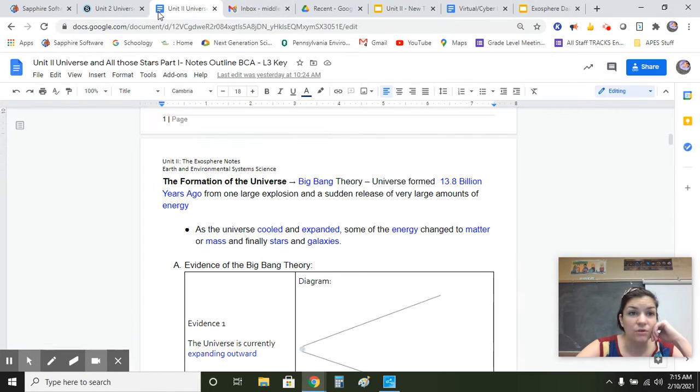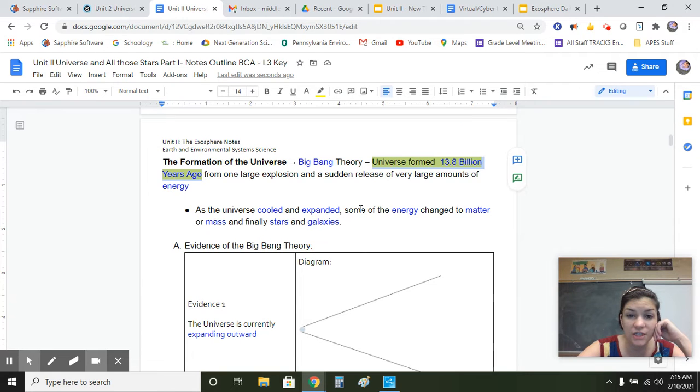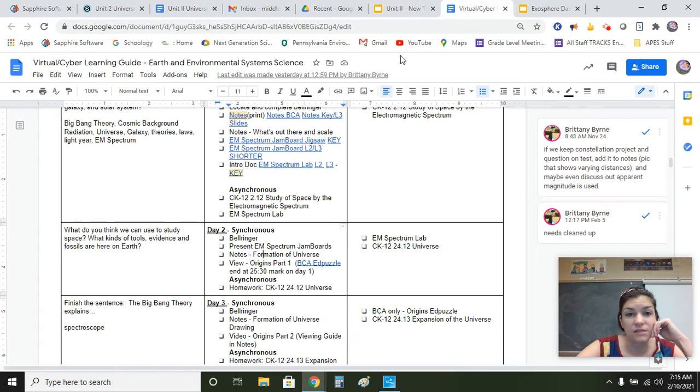Okay, so if we're looking at your notes, you should probably highlight universe formed 13.8 billion years ago, from one large explosion, a sudden release of large amounts of energy. As the universe cooled and expanded, some of the energy changed to matter or mass. So as the universe cooled and expanded, let's highlight that. Some of the energy changed to matter. Let's highlight that.